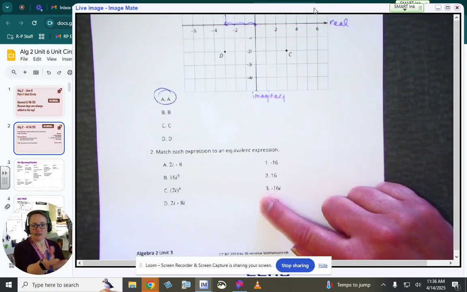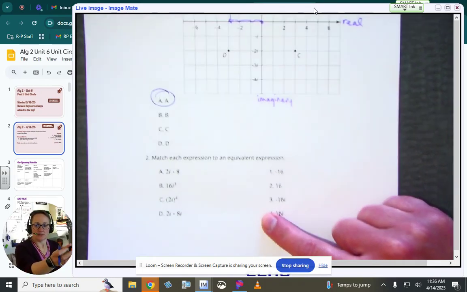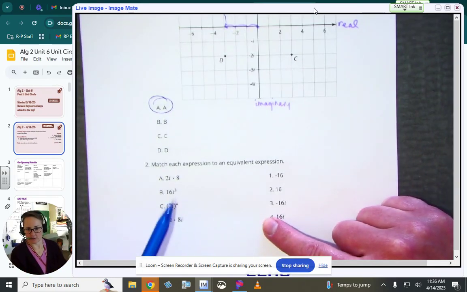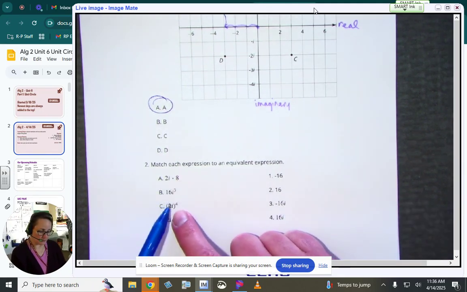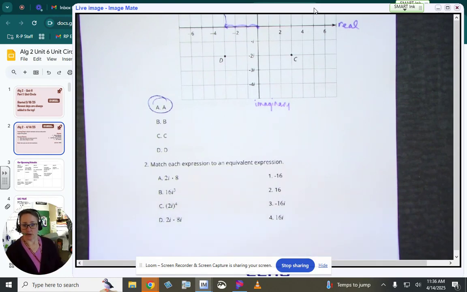If we need to match each expression to an equivalent expression, this is starting to think about how we would multiply or use exponents with i. So I want to first show you a couple things, how to do these by hand, and then also how you can use a calculator to check it, because that's pretty important.